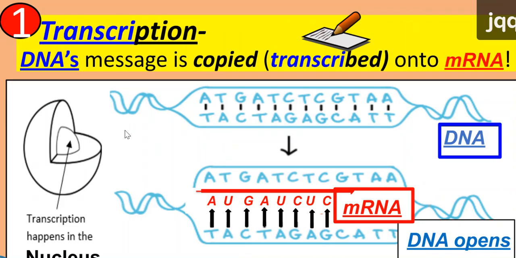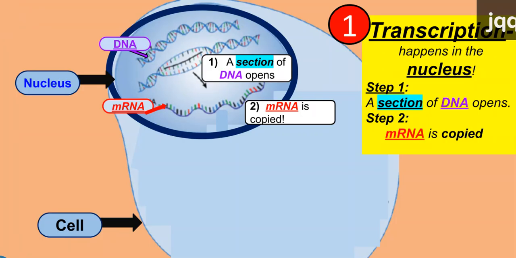The process of getting that message from DNA and putting it on mRNA is called transcription. DNA copies its message and transcribes it or writes it onto mRNA. How it does this is mRNA comes into the DNA and looks at the letters on DNA. It takes the matching letter message and brings it out of the nucleus.